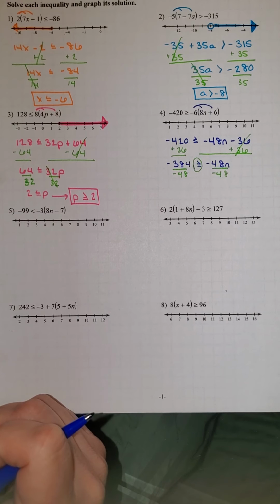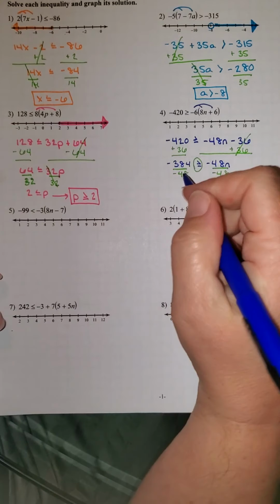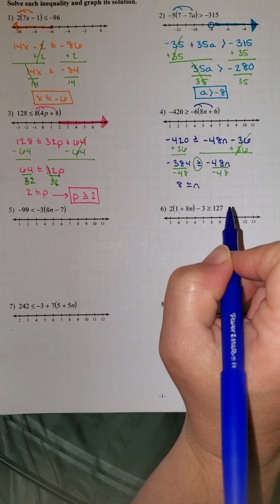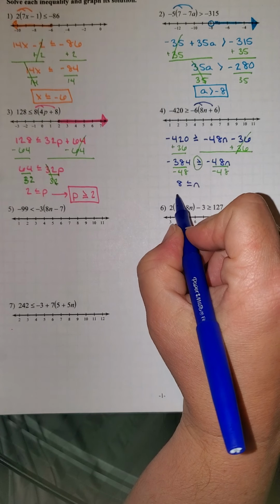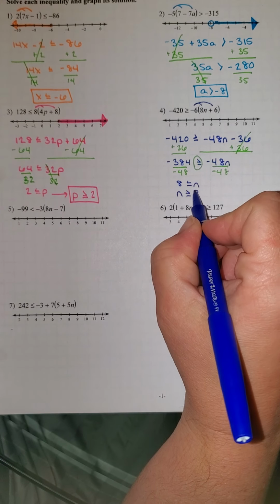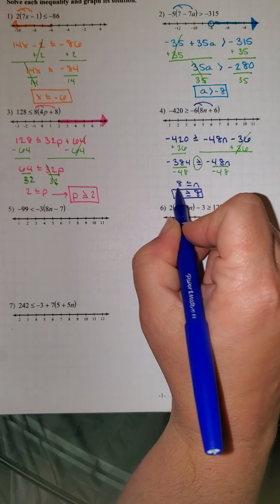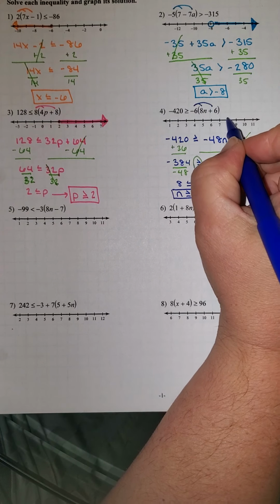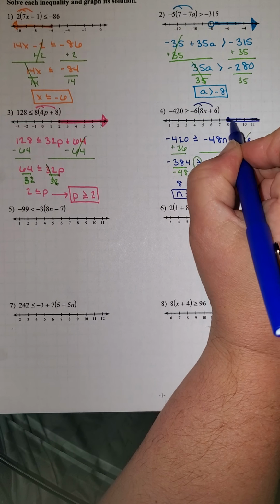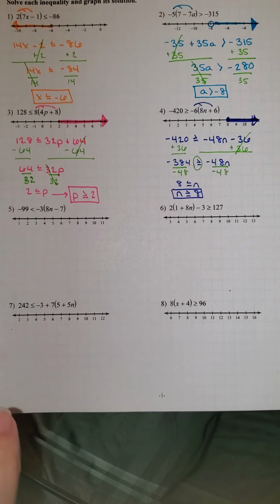384 divided by 48. Okay, we get 8 is less than or equal to n. But again, we don't want the n to be on the right, we want it to be on the left. So n, and the mouth is opening towards the n, so n is greater than or equal to 8. It almost feels like you switched the sign twice, but you really didn't. You really just switched it once. So solid dot at 8, shade to the right.